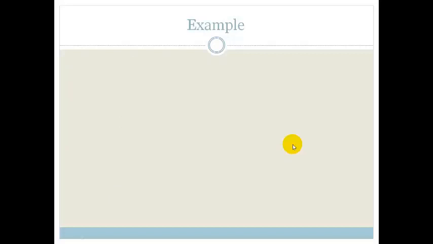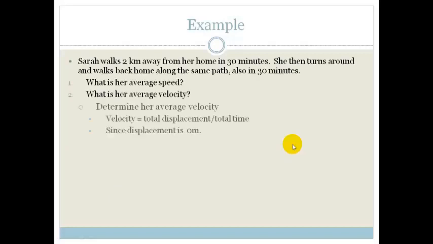Now let's look at velocity. Velocity is total displacement over total time. So displacement here is 0. So what are we doing? We're really going 0 divided by 3,600, which is going to give us a velocity of 0 meters per second.